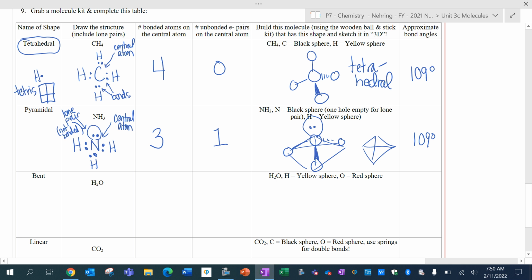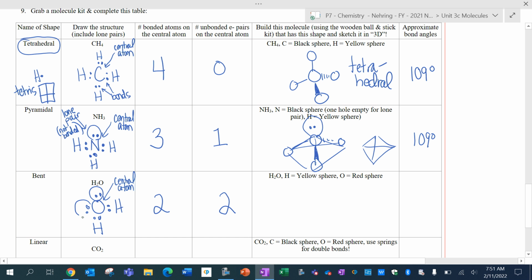Now let's look at bent. Water: oxygen has 1, 2, 3, 4, 5, 6 electrons. There's 2 spots for hydrogen to come in and bond. So this is what water ends up looking like. Notice that we have 2 atoms bonded to the oxygen. So the oxygen is our central atom, there's 2 hydrogens bonded to it, and we also have 2 lone pairs.